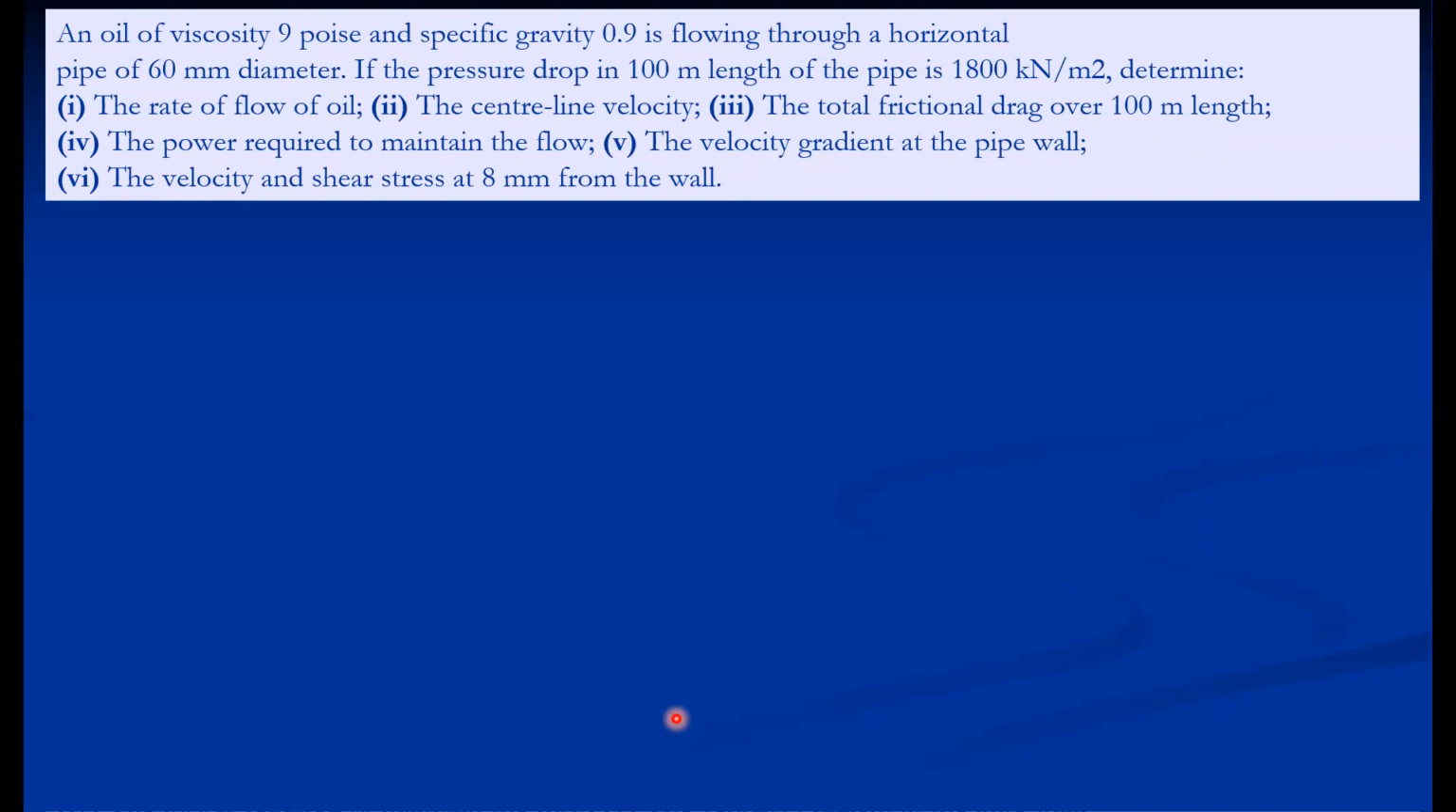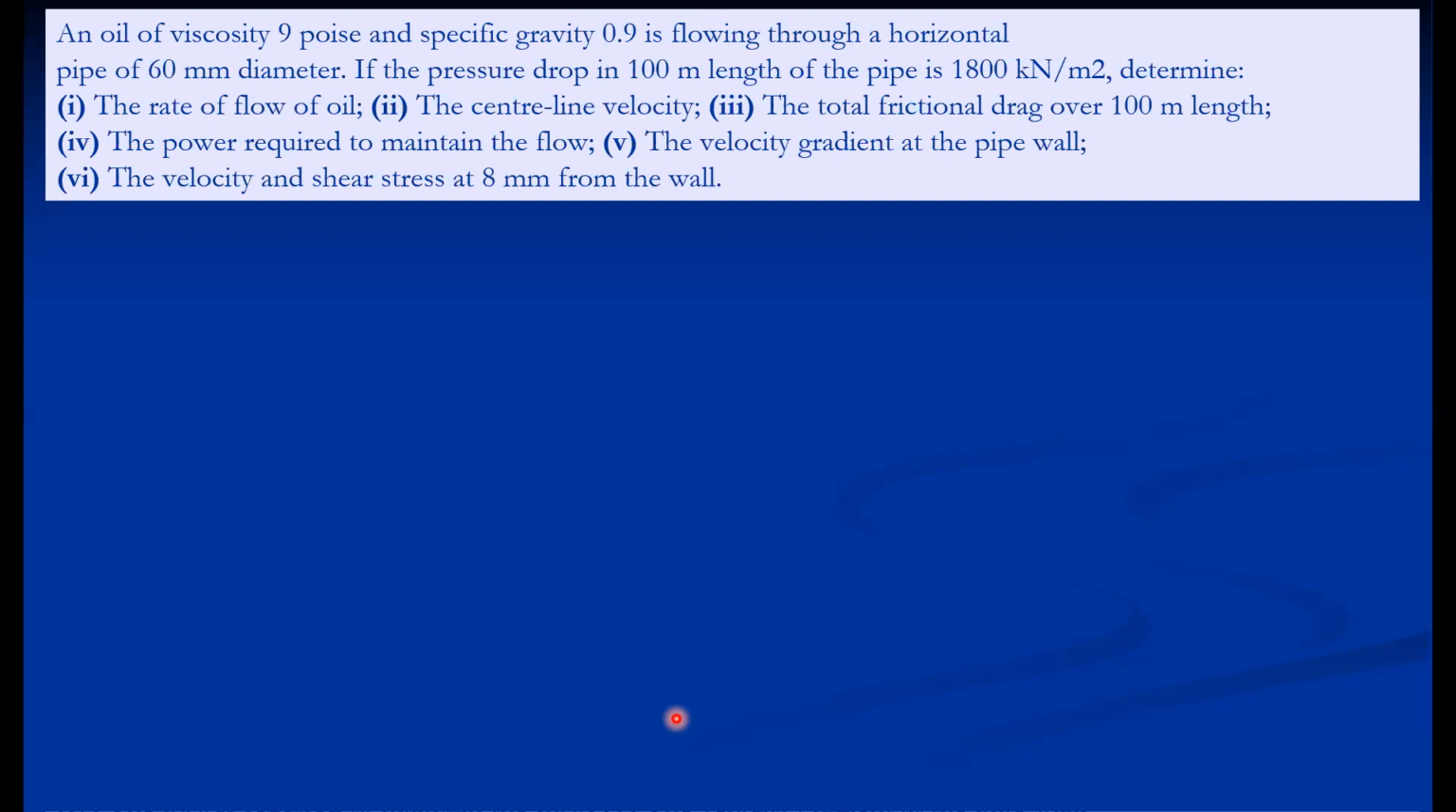An oil of viscosity 9 poise with a specific gravity 0.9 is flowing through a horizontal pipe of 60 mm diameter. If the pressure drop in 100-meter length of the pipe is 1800 kilonewton per meter square, determine these parameters: the rate of flow, the central velocity, that is obviously the maximum velocity, and the total frictional drag. Total frictional drag is a force. So first of all, we have to calculate shear stress, and shear stress into area, that is circumferential area, gives us the total frictional drag.